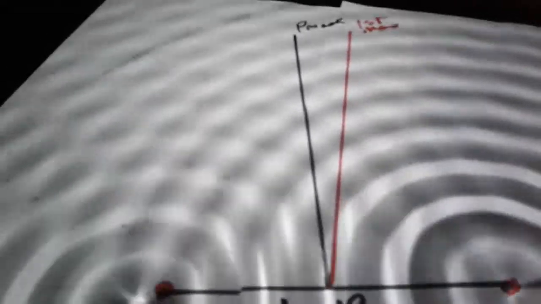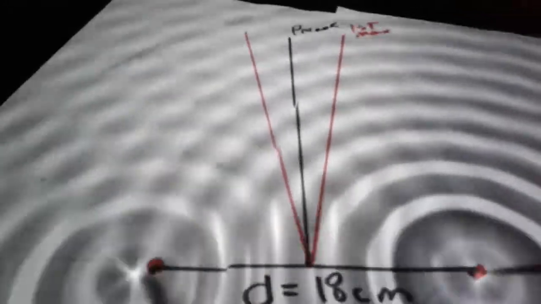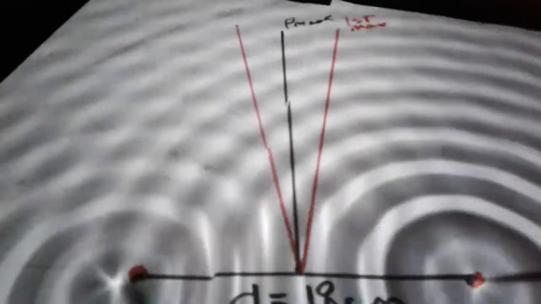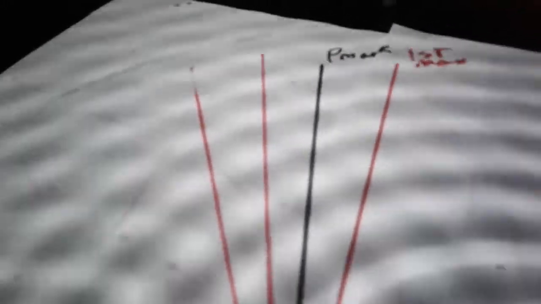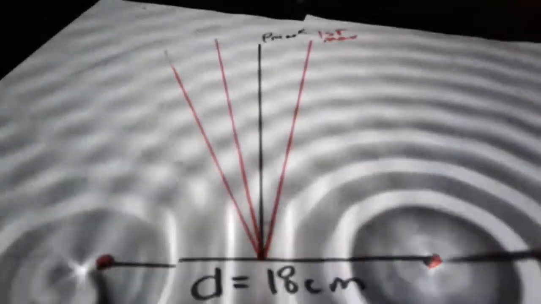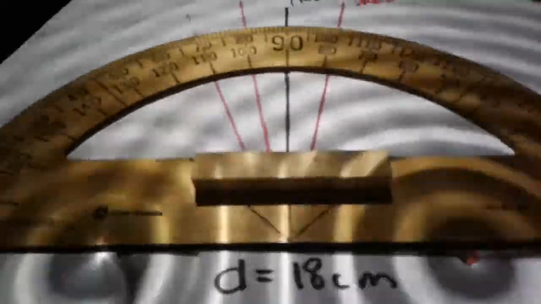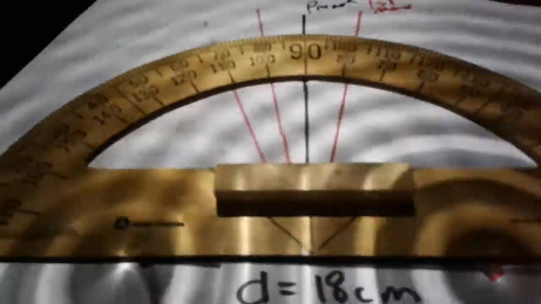Now there's a first maximum to the right. All right, they're supposed to be the same angle apart, but there's one on the left and one on the right. And there's a second maximum. Let's measure the angles. So we have about 10 and then 20 degrees to the first and then second maximum.